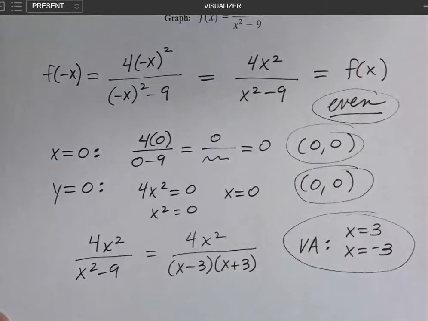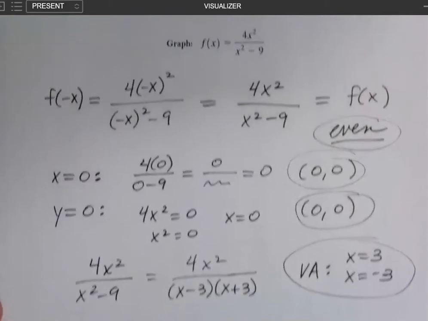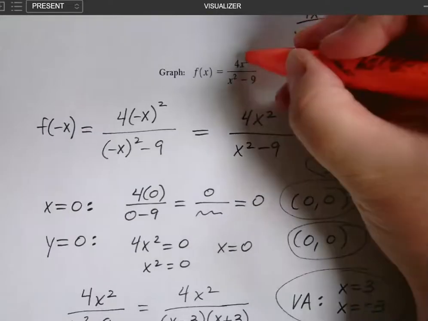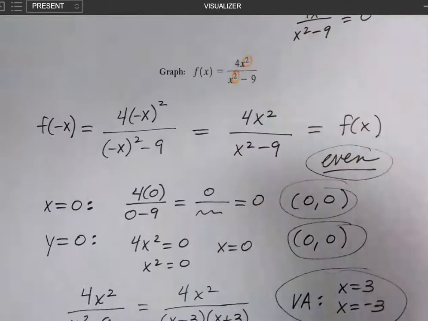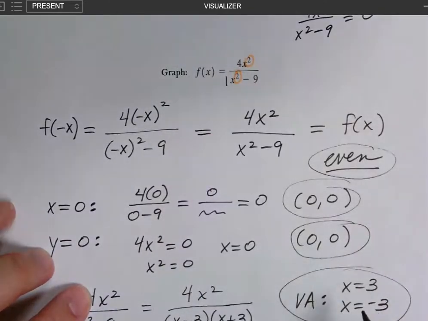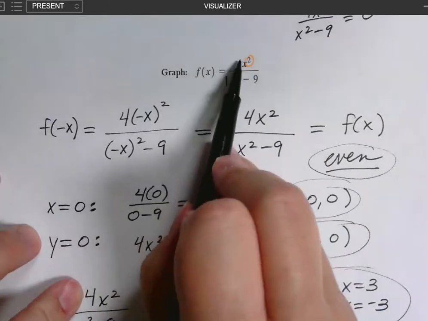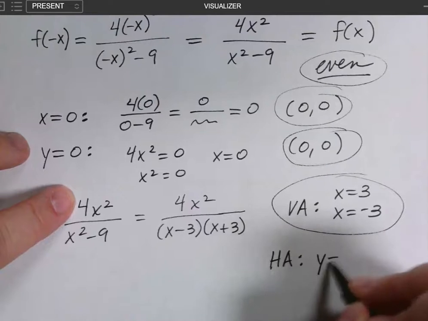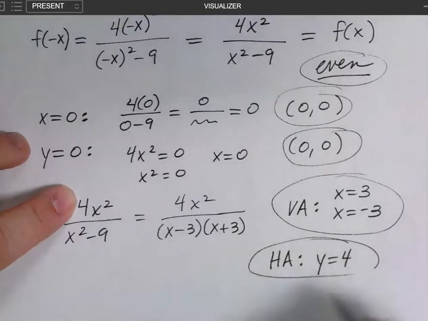Next, I need my horizontal asymptotes. All right, that's where I look at the degree of the numerator and the denominator. They're the same. When they're the same, that's when I just take the leading coefficients and make an equation with just those two. So y equals 4 over 1. So my horizontal asymptote is y equals 4. All right, what's up next?